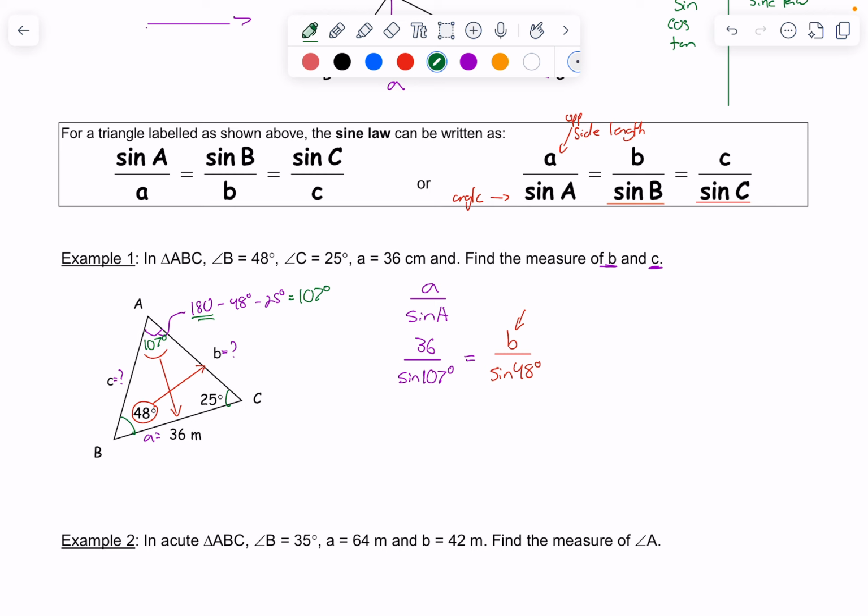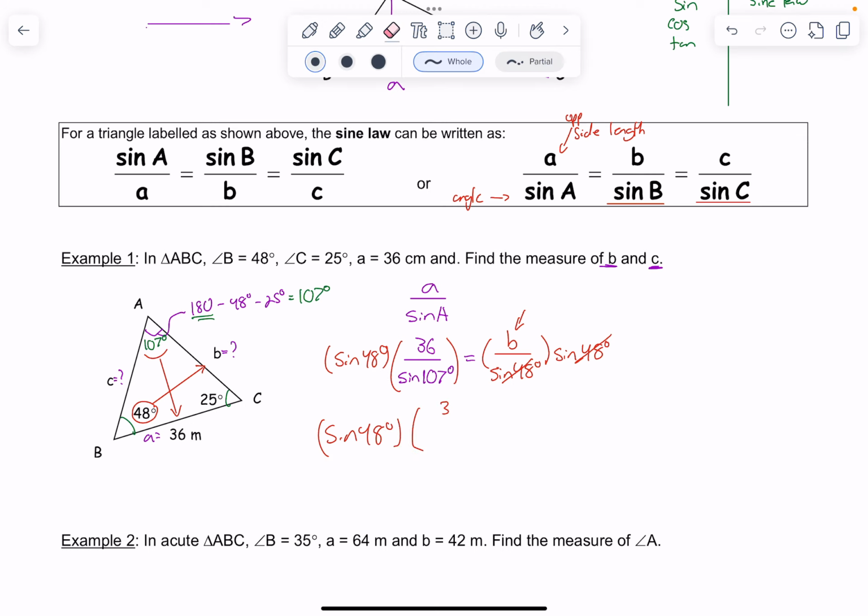So we are going to solve this for b. In order to get b on its own, we need to multiply both sides by sine 48 degrees, okay? So this and this cancel, and we put a sine 48 degrees over here. So right now, this is saying take 36, divided by sine 107, and then multiply it by sine 48 to get b.